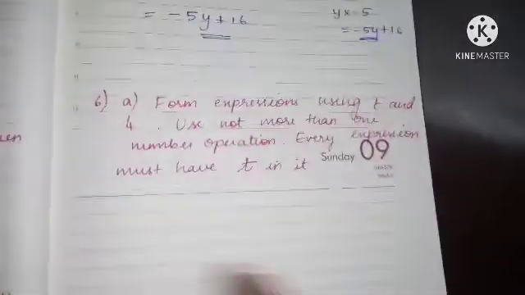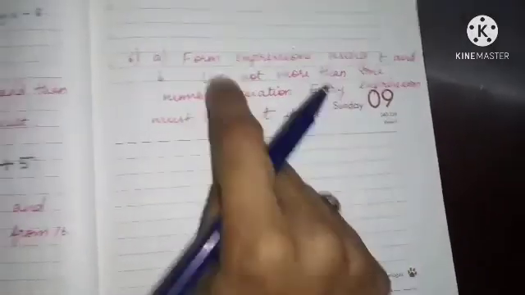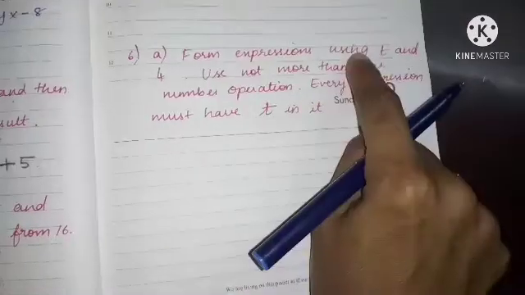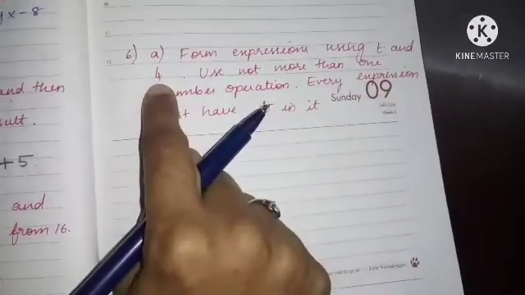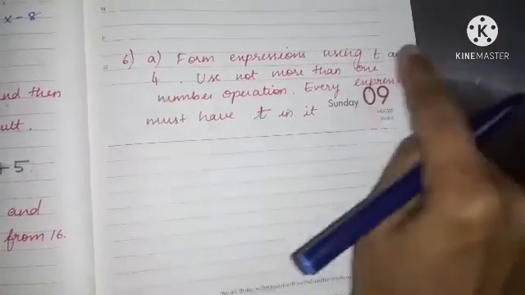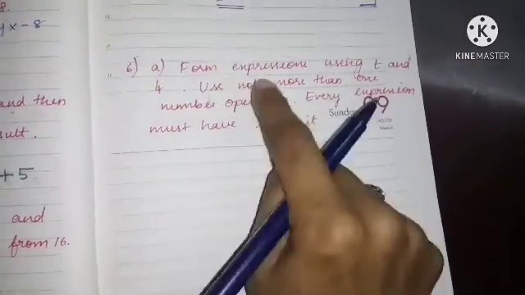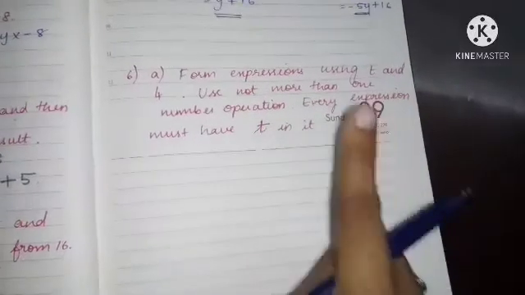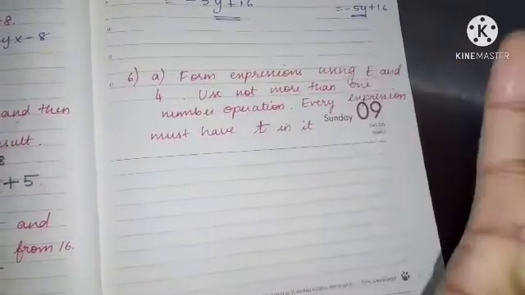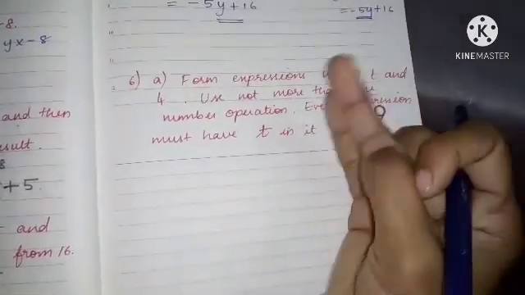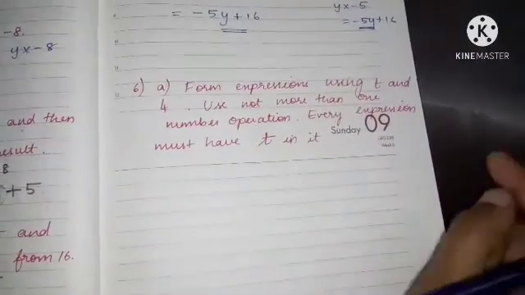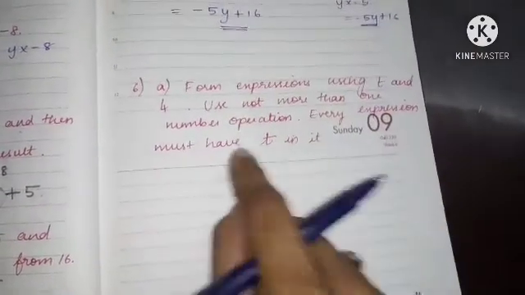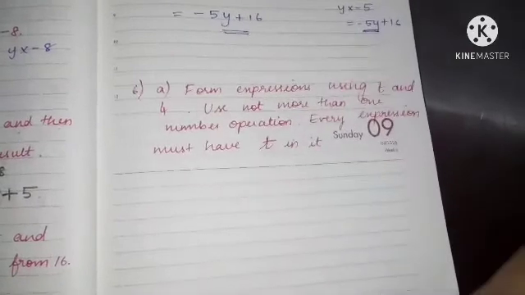Next, sixth problem, A subdivision. Form expressions using t and 4. We are supposed to form the expression using t and 4. Use not more than one operation. Only one operation you should use. When it is plus, you should use only plus. Minus means only minus. Like that, only one operation you should use. Every expression must have t in it.